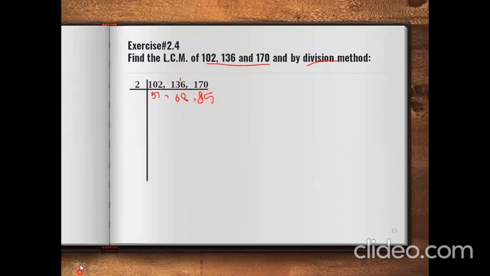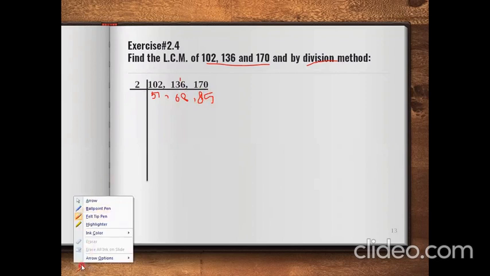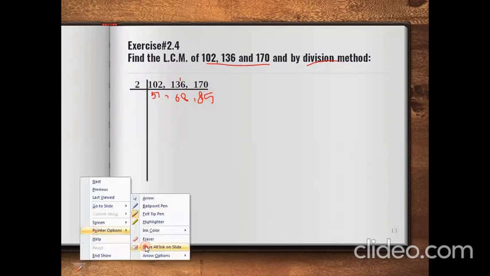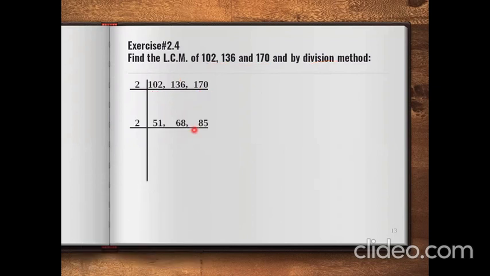Understand? Is it clear? So what you will get here is 51, 68 and 85. Now, as you can see, this 51 cannot be divided by 2, so it's okay. But this 68 can be divided by 2, so you will take your next prime number, that is 2. The number that cannot be divided by 2, you will copy down as it is. As you can see, 51 cannot be divided by 2, so you will write 51 here. Then the next number is 68, so you will divide this 68 by 2.